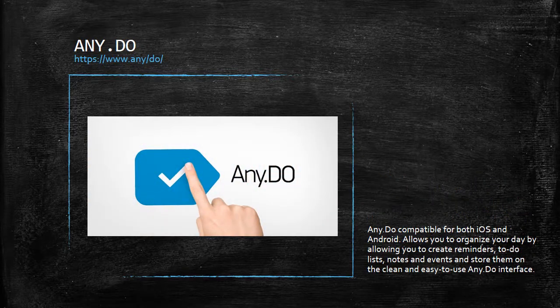And lastly, AnyDo. So this is just like a to-do list, something that the students can keep. It allows them to organize their day by day by allowing them to create reminders, to-do lists, notes, and events, and store them on a clean and easy to use interface. So a lot like Evernote, but a little bit more oriented around the specific to-do list.